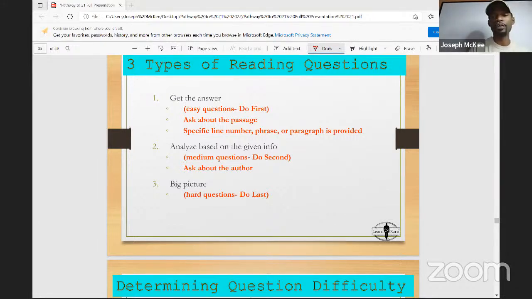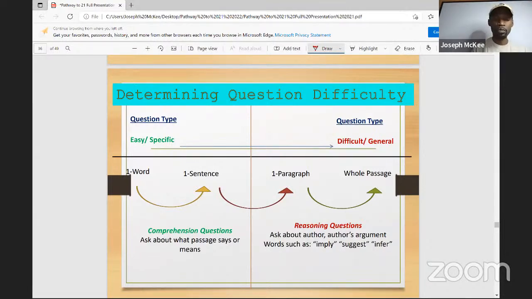So how do you determine your order of difficulty? Again, once you are inside of the passage and you got those 10 questions, I would answer all of the questions that talk about a specific word or a sentence. If it's telling me a specific place to go, if it's giving me a specific word, answer those questions first because those are the easiest questions. They're very specific. But you start to get over here into these reasoning questions, and you see words such as imply, suggest, or infer, or start asking you about a paragraph or asking you about the entire passage. Those are some more difficult and general type questions, and you want to save those to the end.